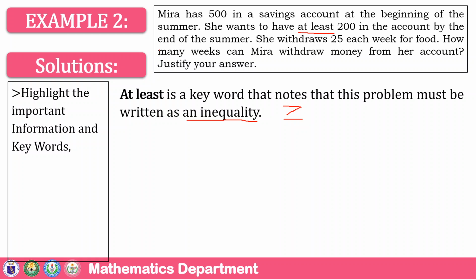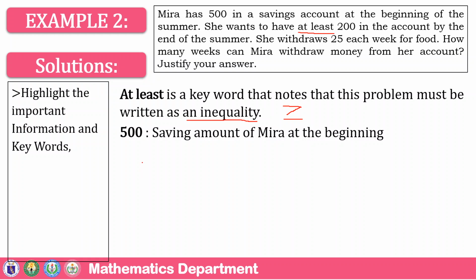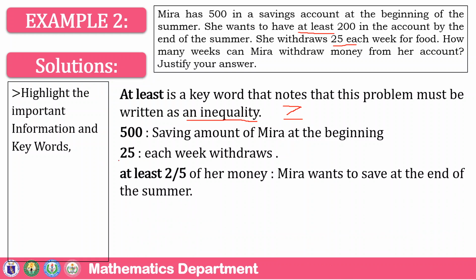So, meron tayo ditong 500, yung given natin. That is the saving of Mira at the beginning of the summer. And then, we have 25 pesos, yung wini-withdraw niya every week. And then, so at least 2 over 5 of her money. So, that is Mira wants to save at the end of the summer. So, ito yung gusto niyang ma-save niya. So, saan siya nanggaling? So, dito lang po yan. Sa 200 over 500. So, nilawis term natin, kaya nagkaroon tayo ng 2 over 5.